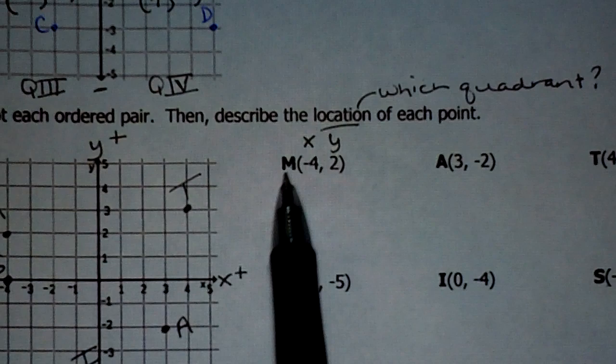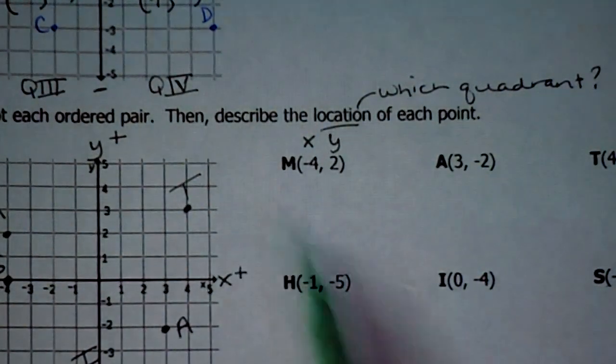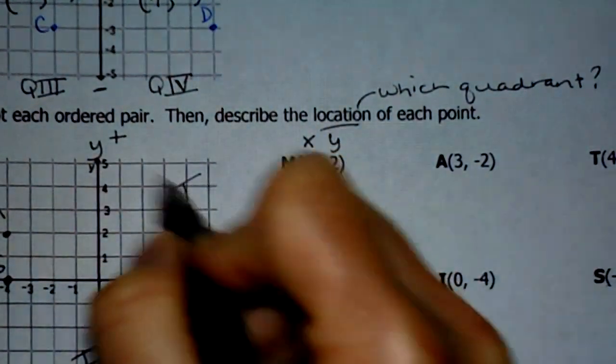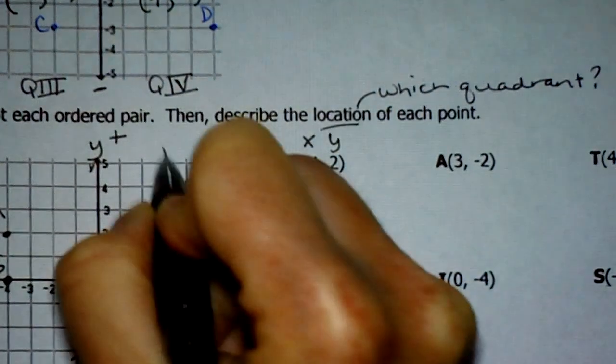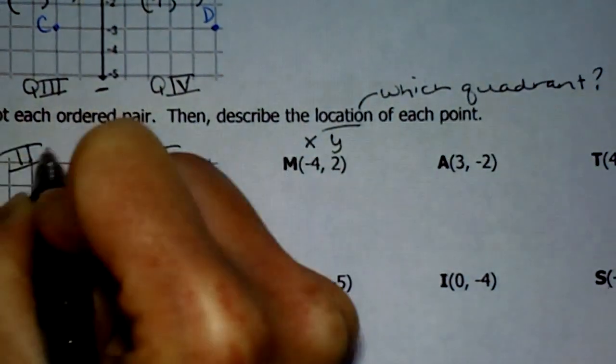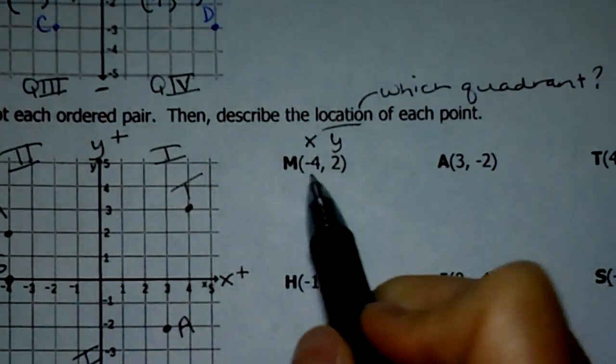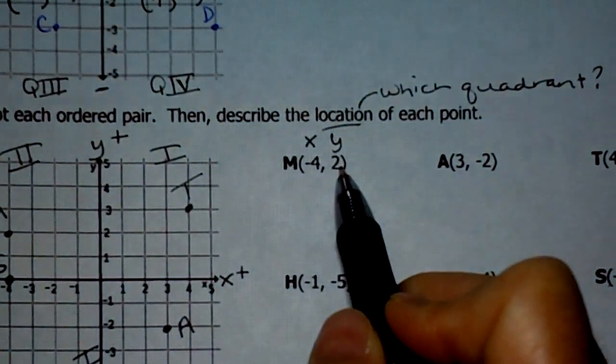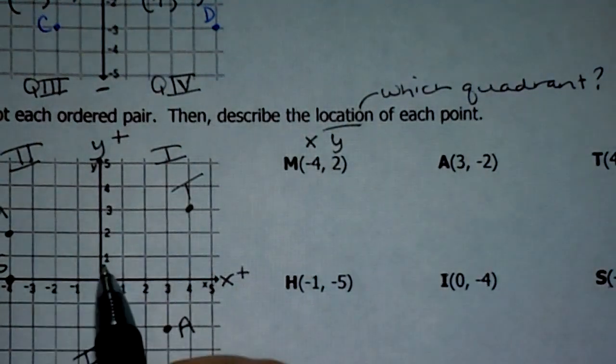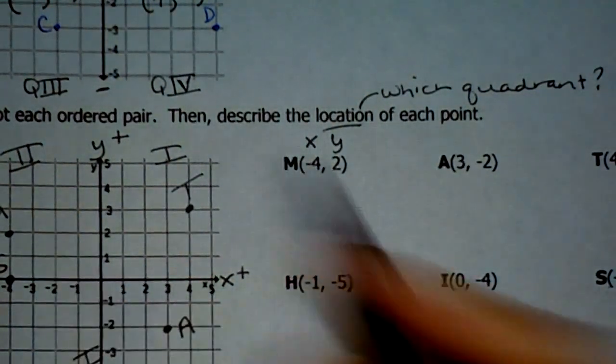We're supposed to describe the location of each point. Tell me which quadrant. So again, if I'm making a big C, this is quadrant 1, this is quadrant 2, this is quadrant 3, this is quadrant 4. So the first one, it's a negative 4, positive 2. Here's my M. That's in quadrant 2. Negative, positive means quadrant 2.